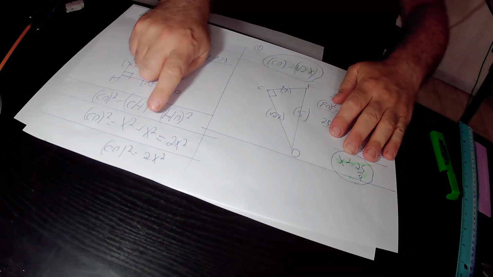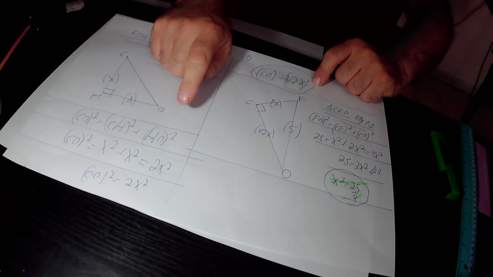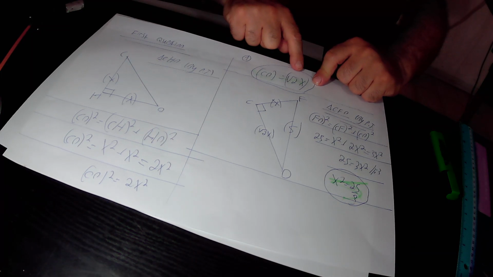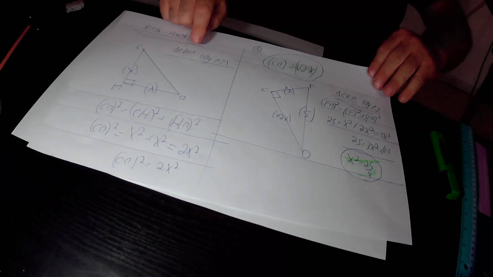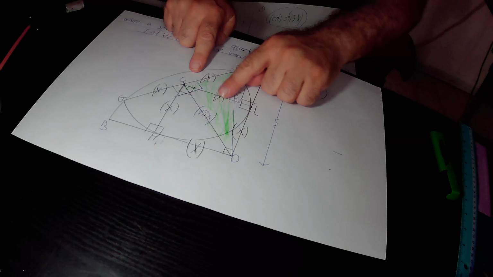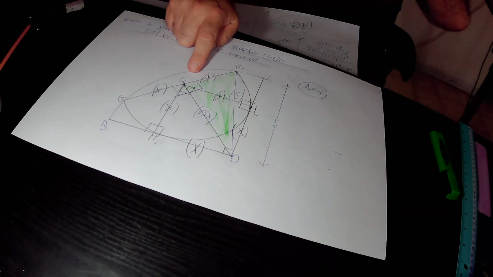Here we took a root of this equation and finally found out that the missing hypotenuse CO is equal to the square root of 2 times x units in its length. Again, CO equals the square root of 2 times x units in its length.